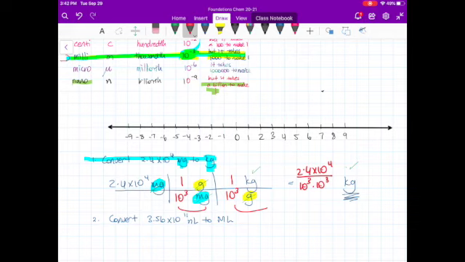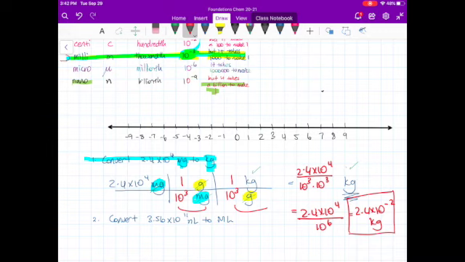Well, 10 to the third times 10 to the third is 10 to the sixth, so this is 2.4 times 10 to the fourth divided by 10 to the sixth. And then when I divide with exponents, I subtract them. So my final answer is going to be 2.4 times 10 to the minus second kilograms, and I'm finished.